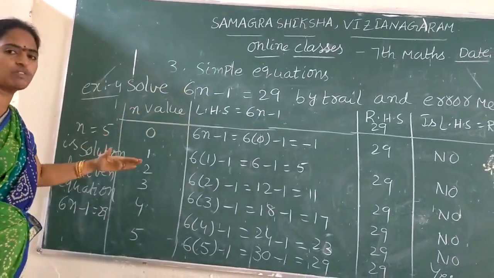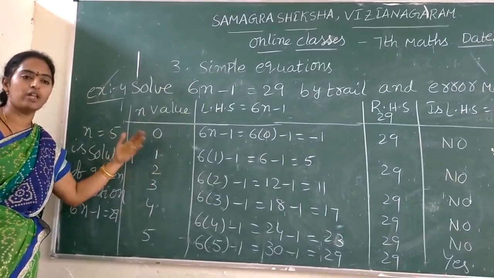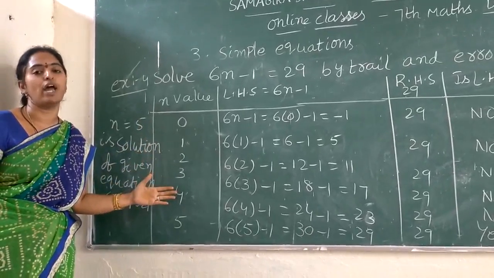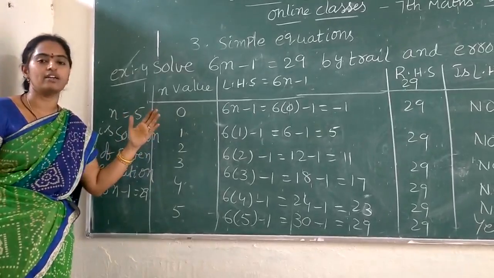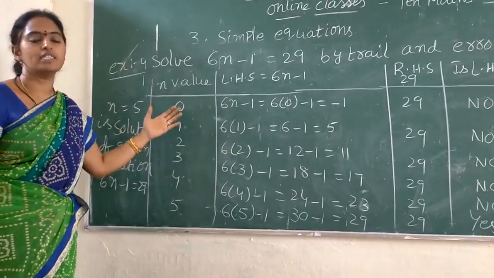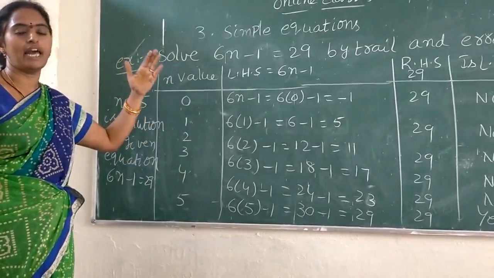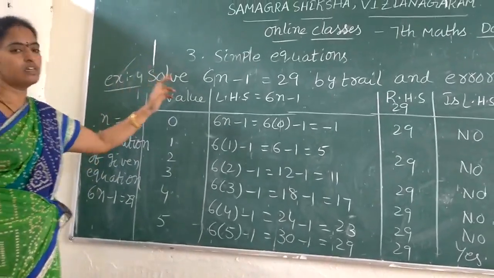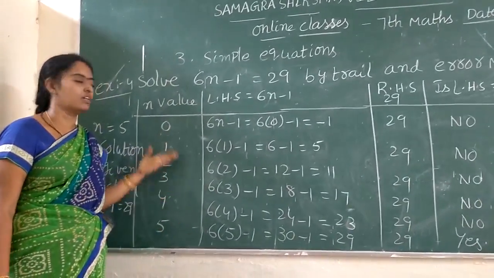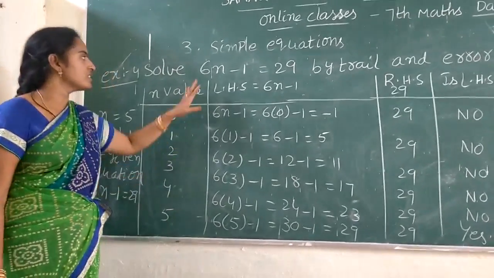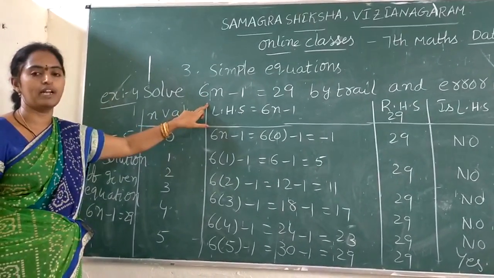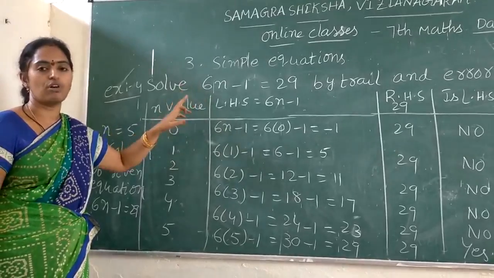So in this way, taking some more values to find the value that satisfies the equation, for finding the solution, this method is said to be the trial and error method for finding the solution of an equation. Taking some more values satisfying the equation is said to be the trial and error method.